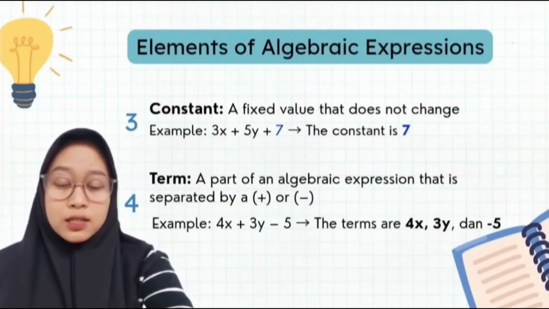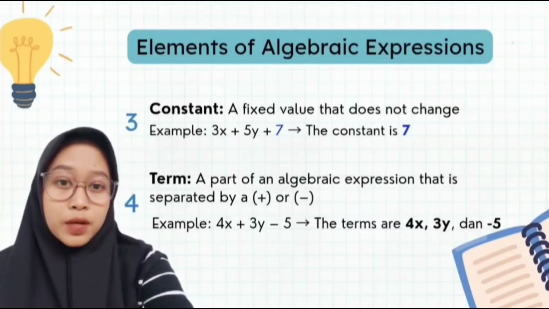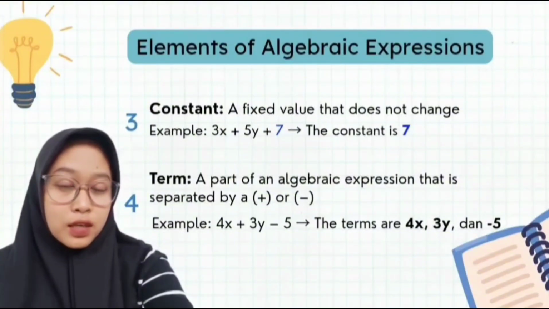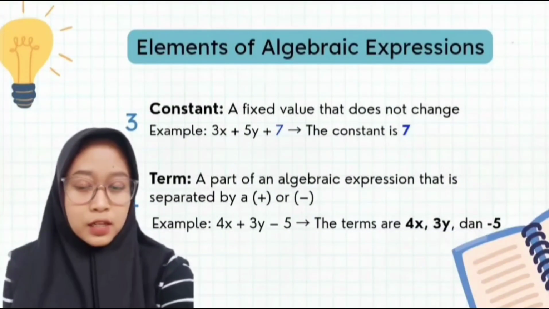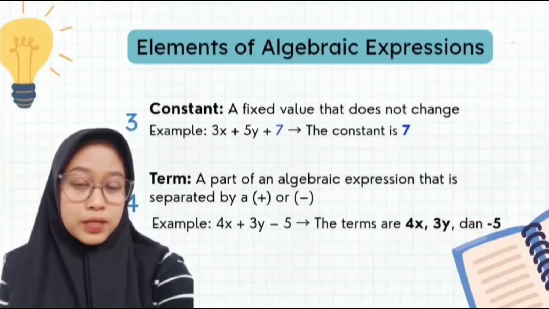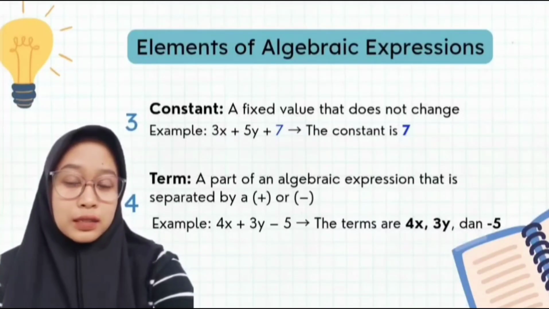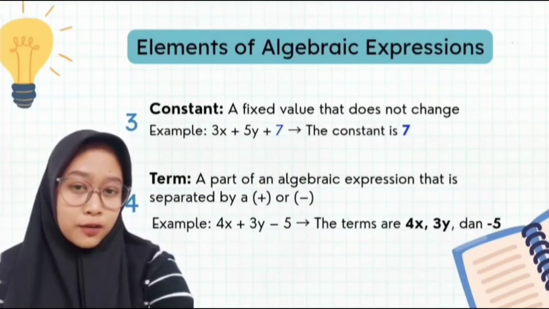Last is terms. A term is a part of an algebra expression that is separated by a positive or negative sign. For example, 4x plus 3y minus 5. So the terms are 4x, 3y, and then negative 5.